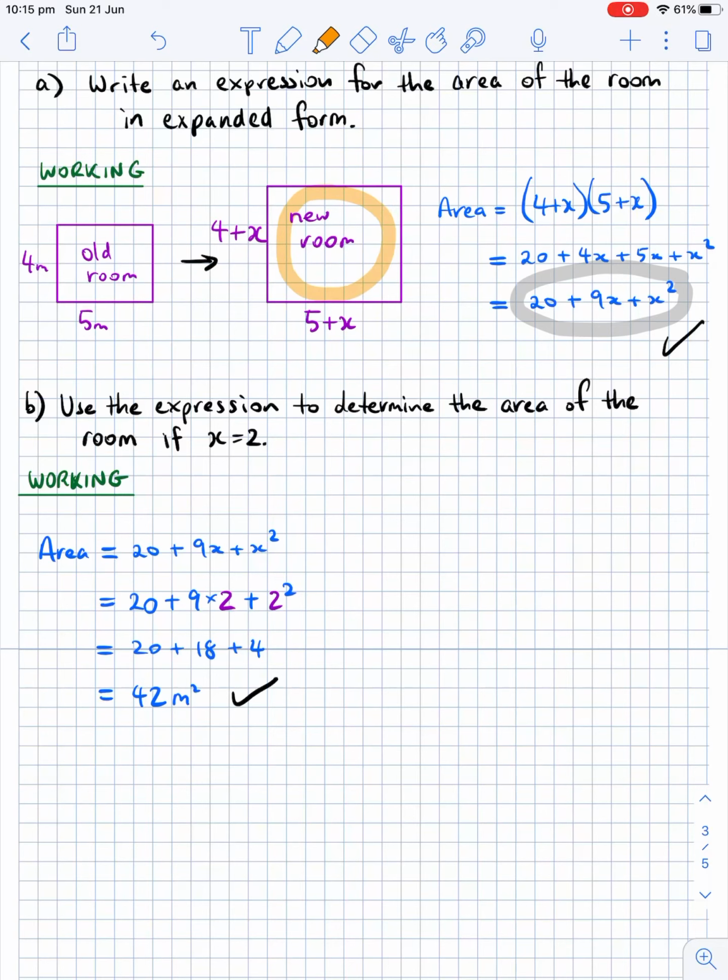So our expression and our answer are correct. They check out. Hope this helps with the questions.